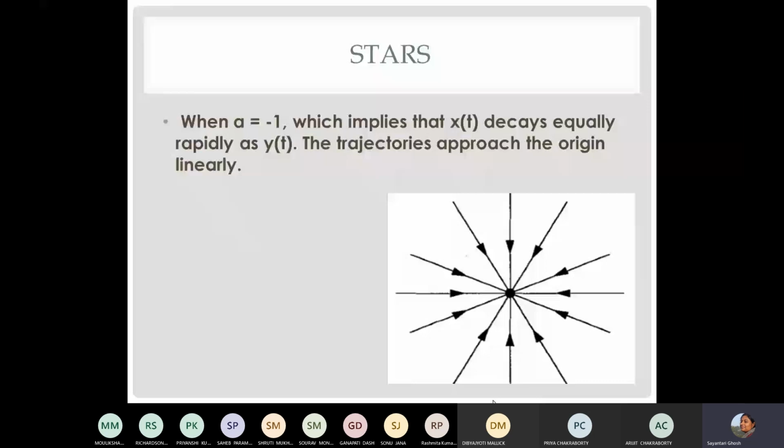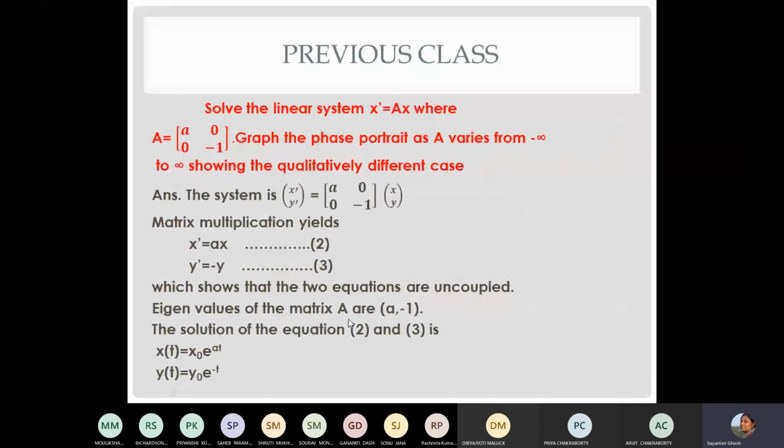So if you look at this, I go back and look, you just try to look at this matrix once again. What is the speciality of this matrix? That it is a diagonal matrix, right? And what is the speciality of a diagonal matrix in terms of, say, eigenvalues and eigenvectors?